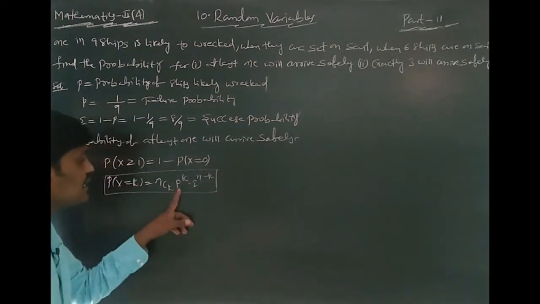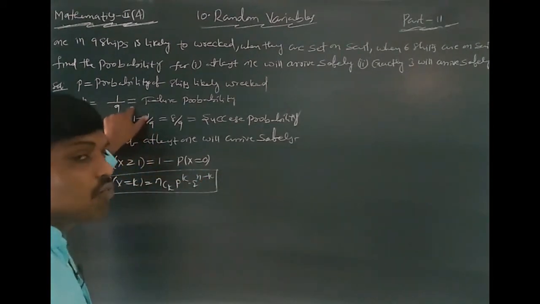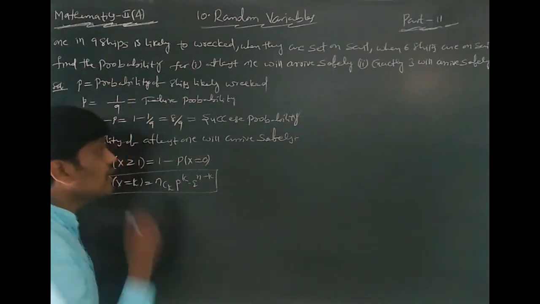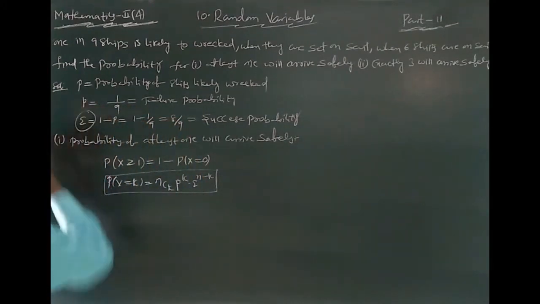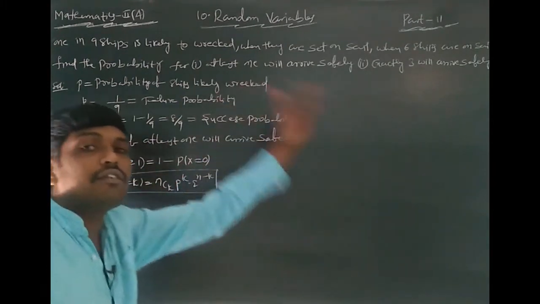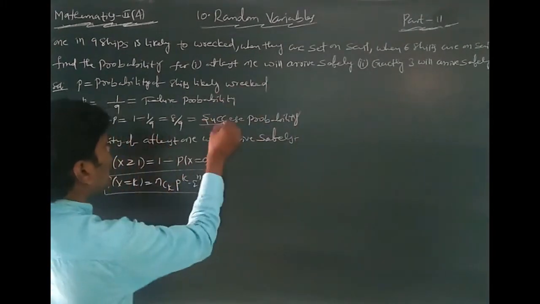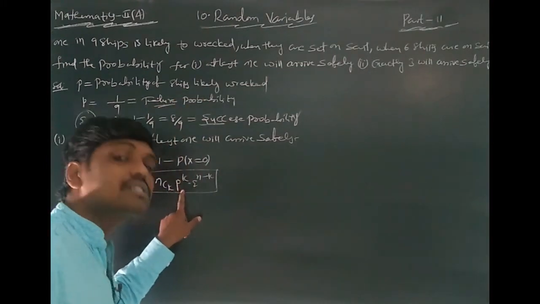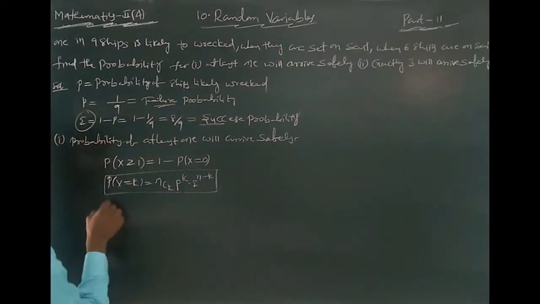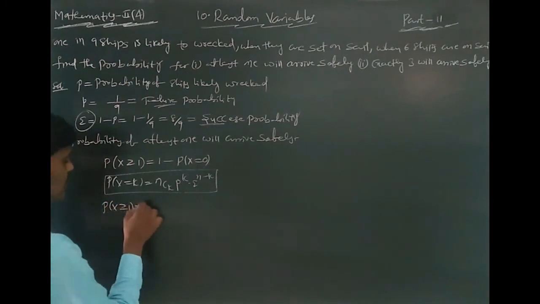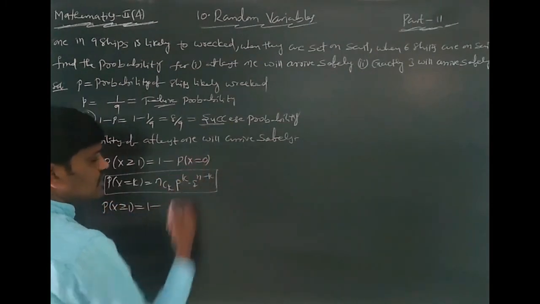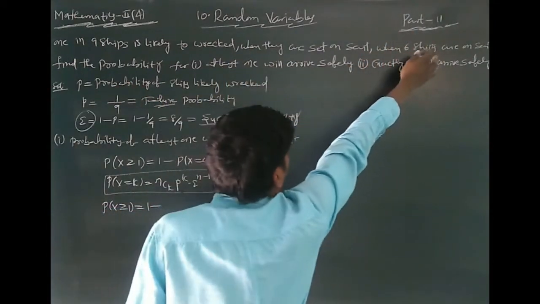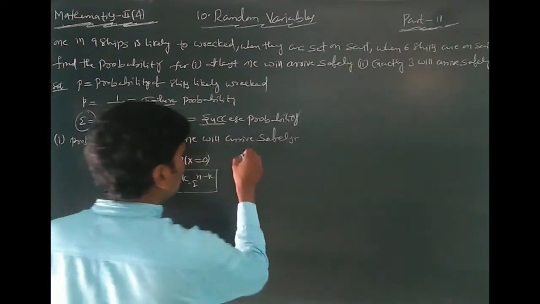Here what is the p value? Here p is the success probability, so 8 by 9, and the failure probability is 1 by 9. That's why you can write P of x greater than or equal to 1 is 1 minus P of x equal to 0. Here the n value is constant. What is the total number of ships? 6 ships. So n value is 6.